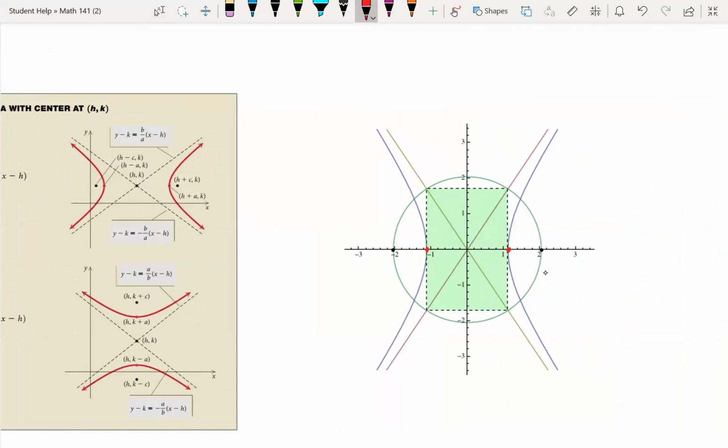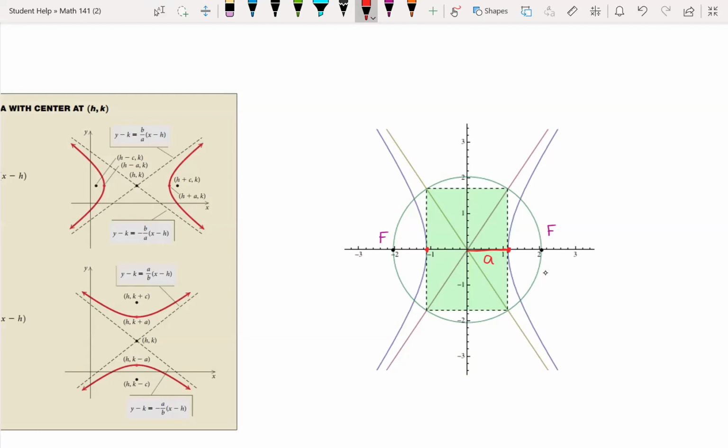The focus points are at 2 and -2, right? So this distance here is a. And then the distance from the center, or the origin in this case, out to one of the focus points, that is the length c.